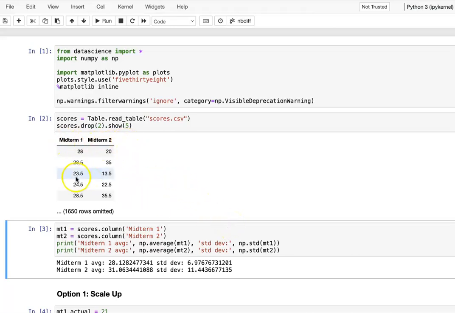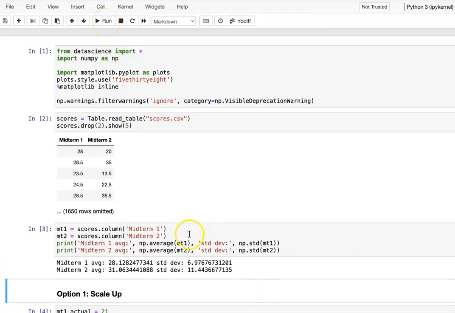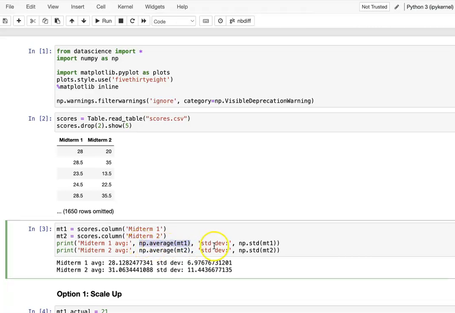So that's why if we get more information, we can calculate the midterm 1 average, right? Then we also see the standard deviation. That's a very good number to see for these two exams. If we get the midterm 1 average, it is actually 28. But be careful, this one is out of 40. The standard deviation is almost 7.